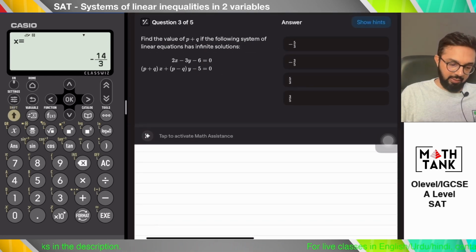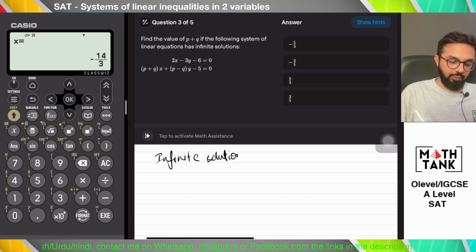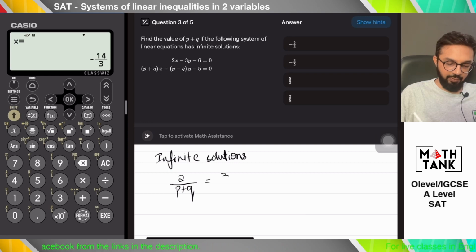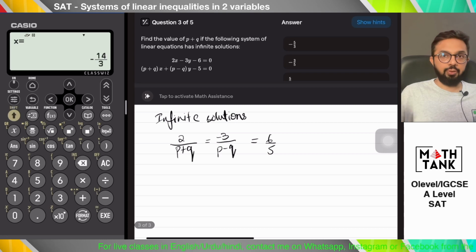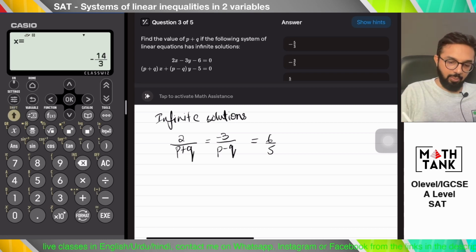Let's see the other one. It says find the value of p plus q, if the following system of linear equations has infinite solutions. Now, when you have infinite solutions, remember that the ratio of the coefficients of x, which is 2 over p plus q, is equal to the ratio of coefficients of y, which is minus 3 over p minus q, is equal to the ratio of constants. If I take the constants to the other side, that is equal as well. So all three ratios have to be equal when you have infinite solutions.